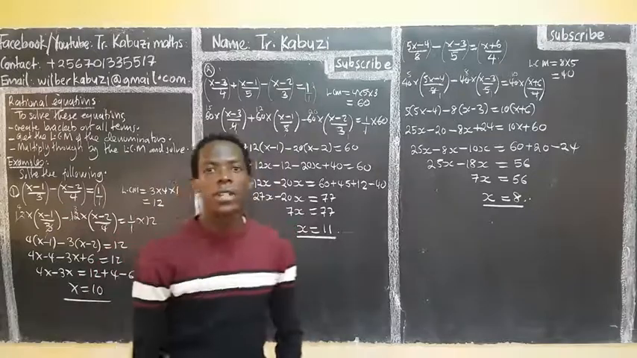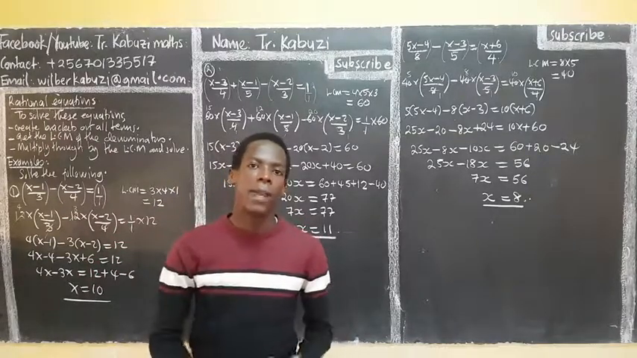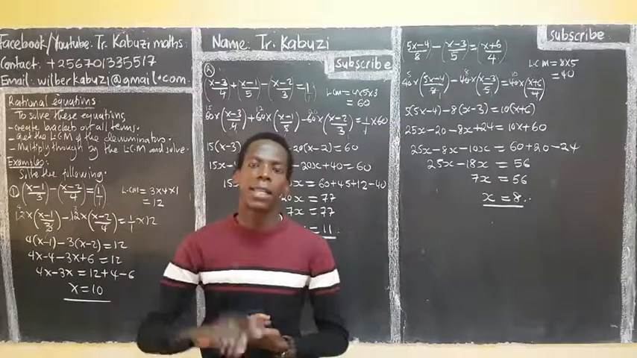So that's how you solve rational equations. Numbers, create brackets, get the LCM, multiply it by the LCM, collect like terms, get the answer.